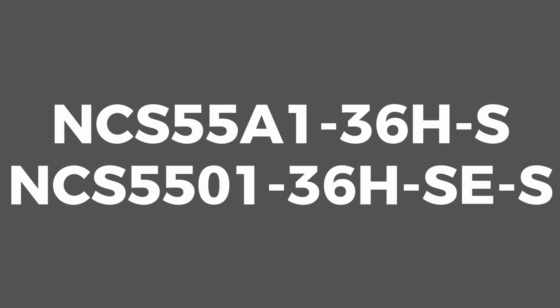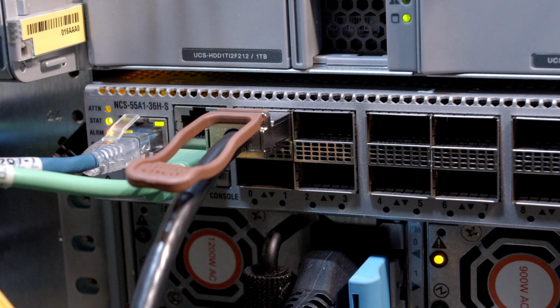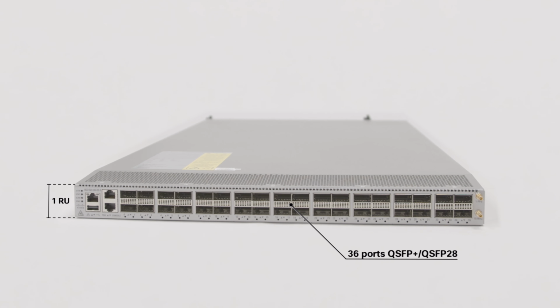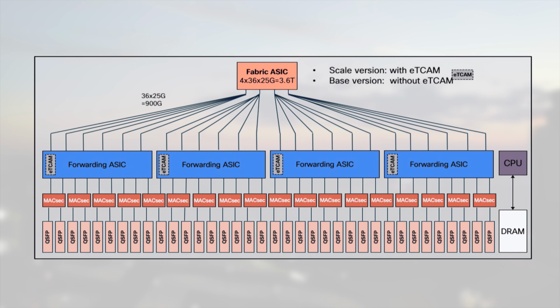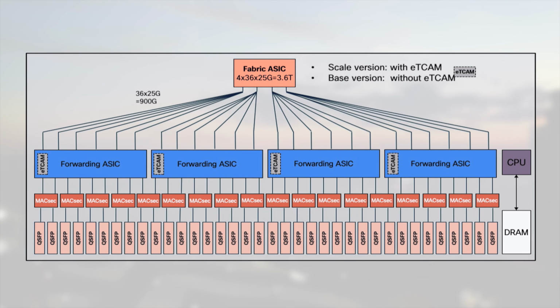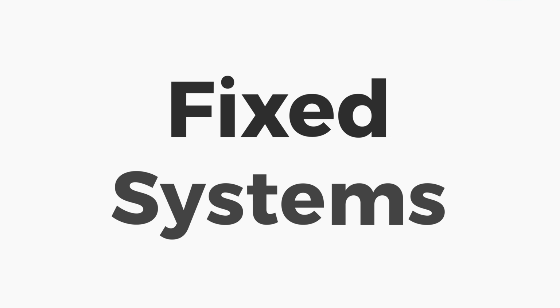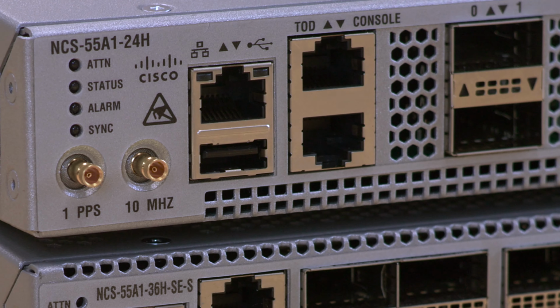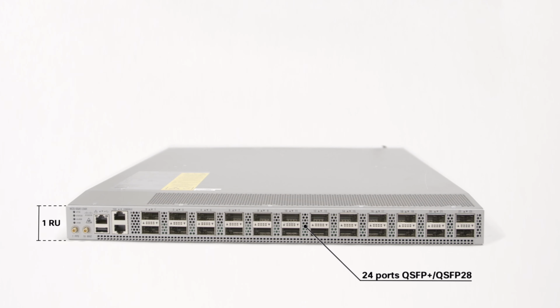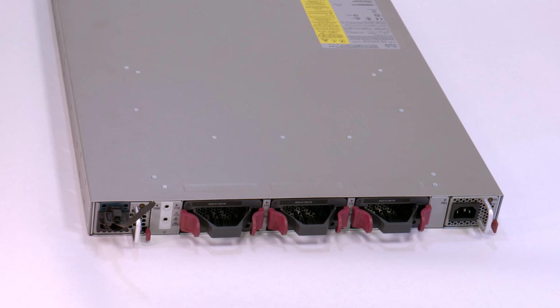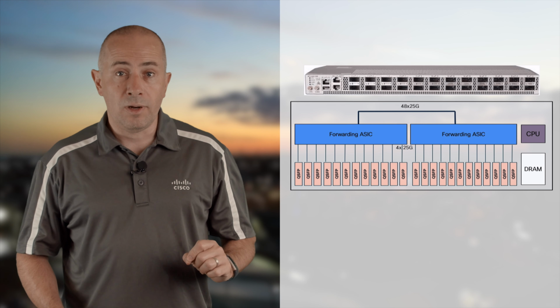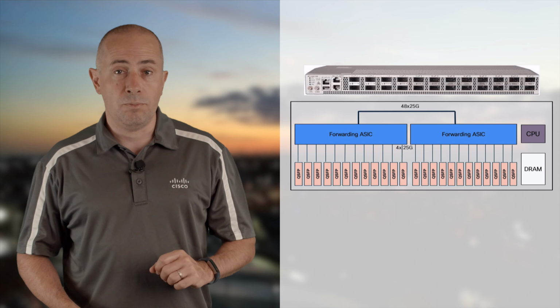NCS 55A1-36H-S and 36H-SE-S: 1RU, 36 ports, that's 3.6 terabit per second, supporting MACsec and powered by 4 Jericho Plus NPUs and a single FE3600. NCS 55A1-24H, a smaller version with 24 QSFP, no external TCAM, but with an internal memory that places it between the SC and the non-SC systems. No MACsec and a small oversubscription in terms of bandwidth. Powered by 2 Jericho Plus with large LPM connected back to back.